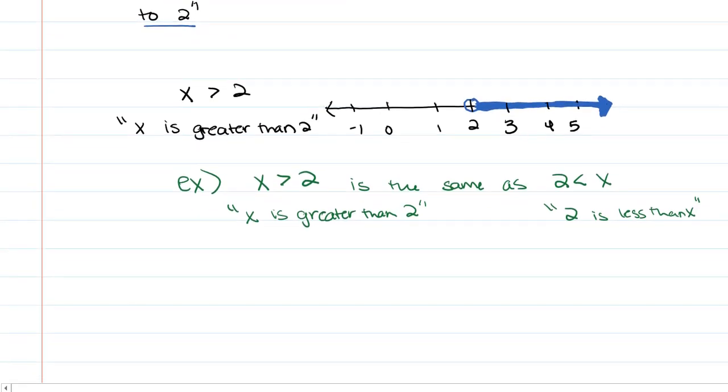We can test that out by testing a point that you shaded. So like we shaded 3. Let's test it in both of those. 3 is greater than 2 is true, so I've shaded correctly. And then over here, 2 is less than x. So let's try 2 is less than 3. Well, that's also true. So I know that I've shaded correctly even for this one.